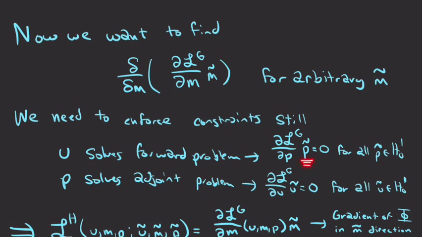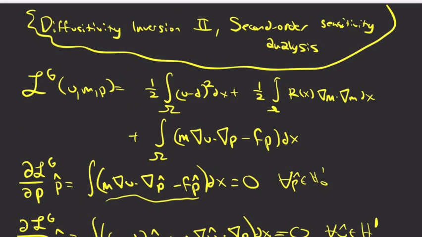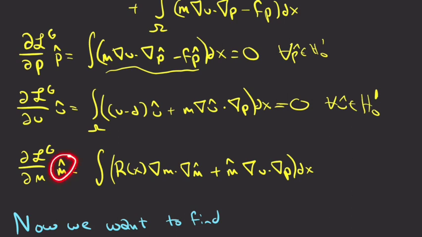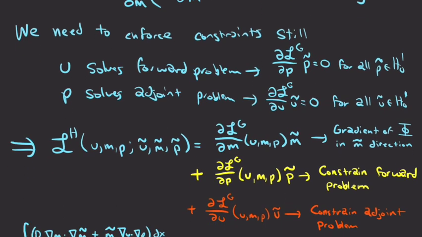In order to do that, we're going to introduce two new Lagrange multipliers, P tilde and U tilde, that are just replacing these hats. We're going to pick a direction similar to how we took an m hat. If we want a specific direction m tilde, we just replace this m hat with an m tilde. And this is just for notational convenience here. It'll become clearer later. So for now, we have these two Lagrange multipliers. This is what we want to take the gradient with respect to. This is the gradient of phi in the m tilde direction.